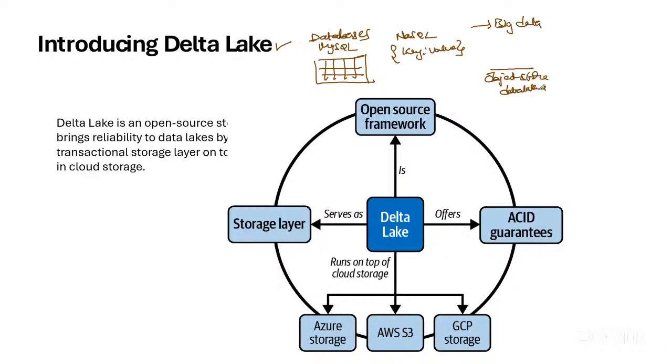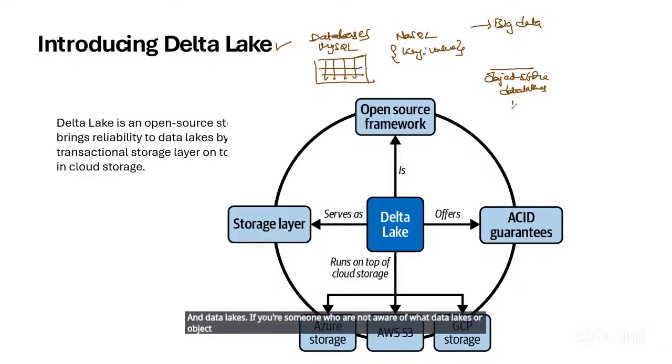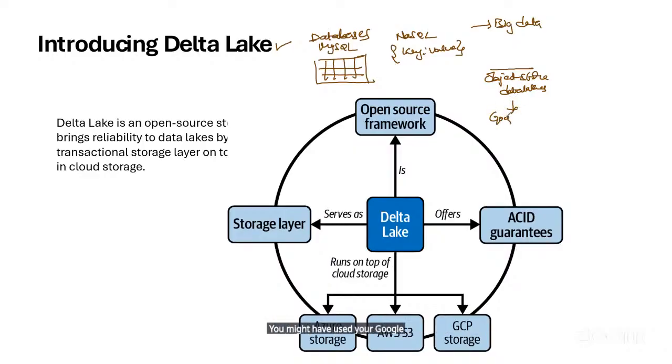If you are someone who is not aware of what data lakes or object stores are, you might have used your Google Drive. What kind of storage is it? It is a storage where you can save your files as it is. Yeah, that is our discussion. How Delta Lake is different from data lake, we will talk about it.